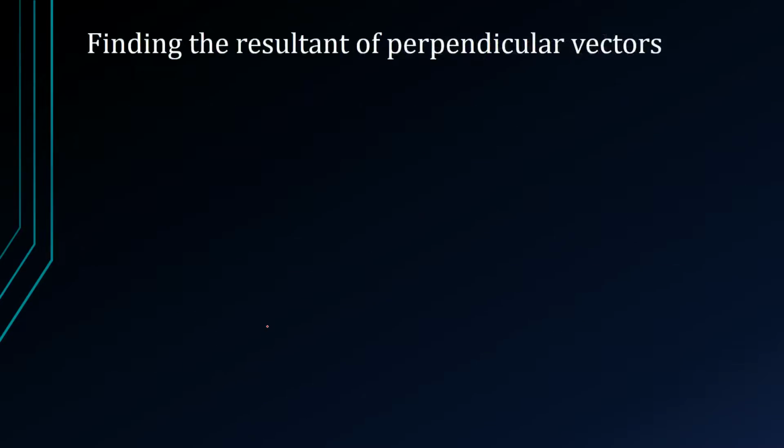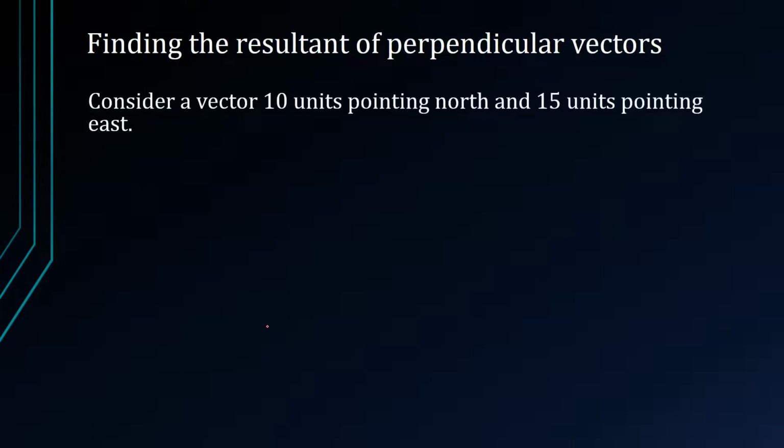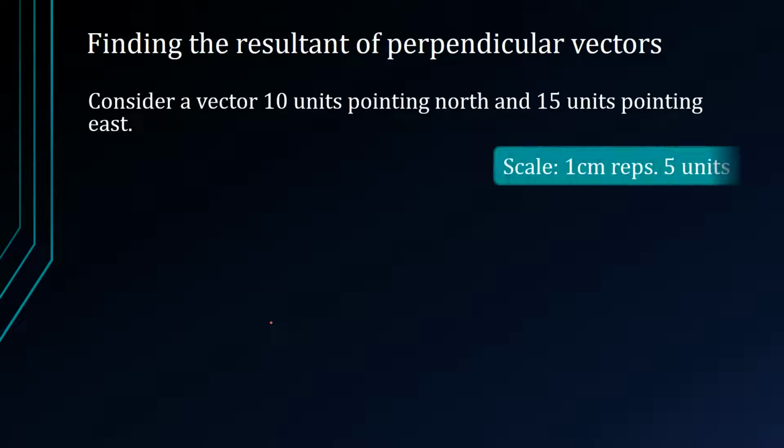So let's consider perpendicular vectors. Let's consider a vector 10 units pointing north and 15 units pointing east. Our scale will be chosen as 1 centimeter to represent 5 units. So first we draw the 2 centimeter long vector that represents the 10 units, and then we draw the 3 centimeter long vector that represents the 15 units.